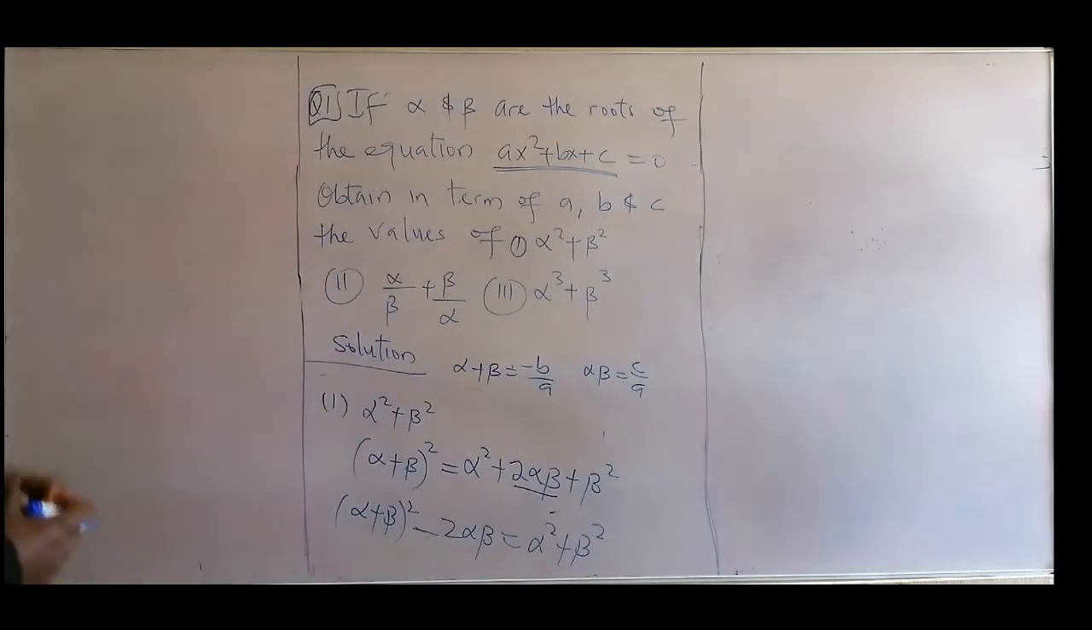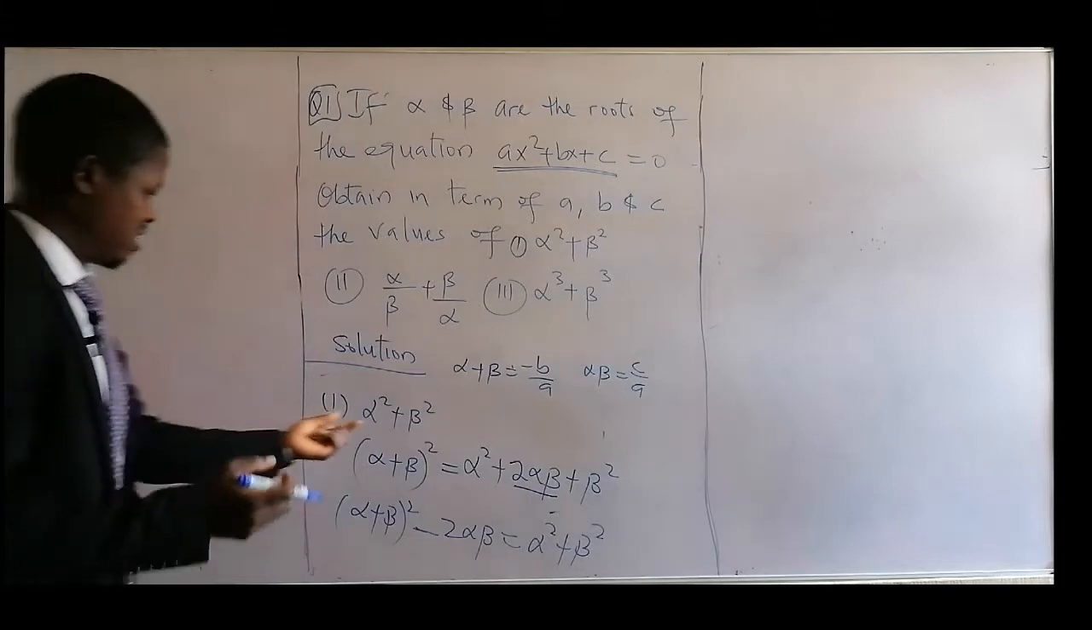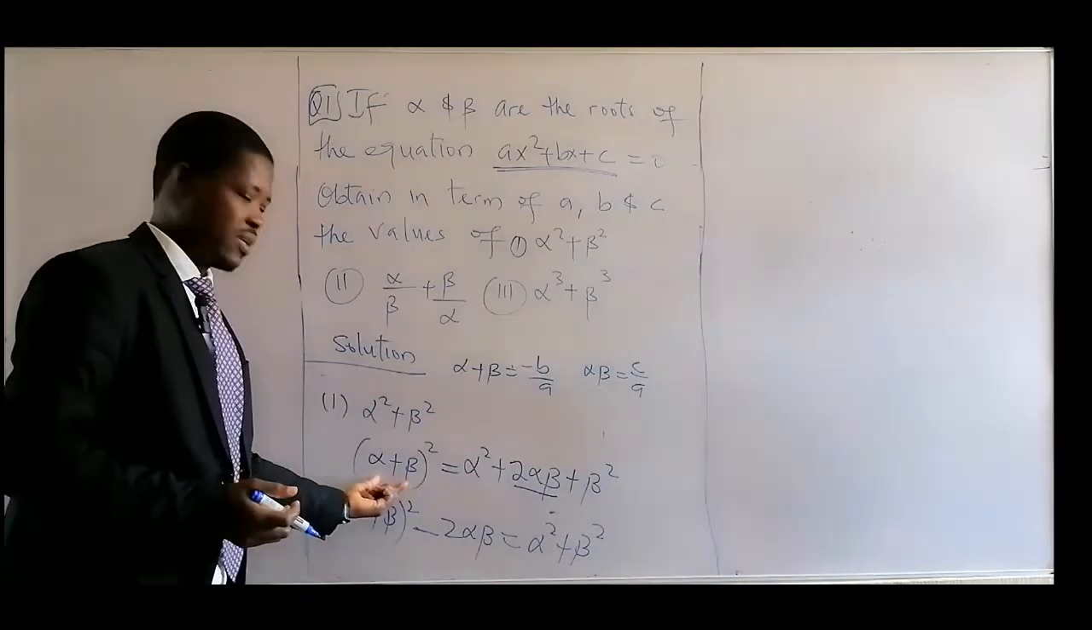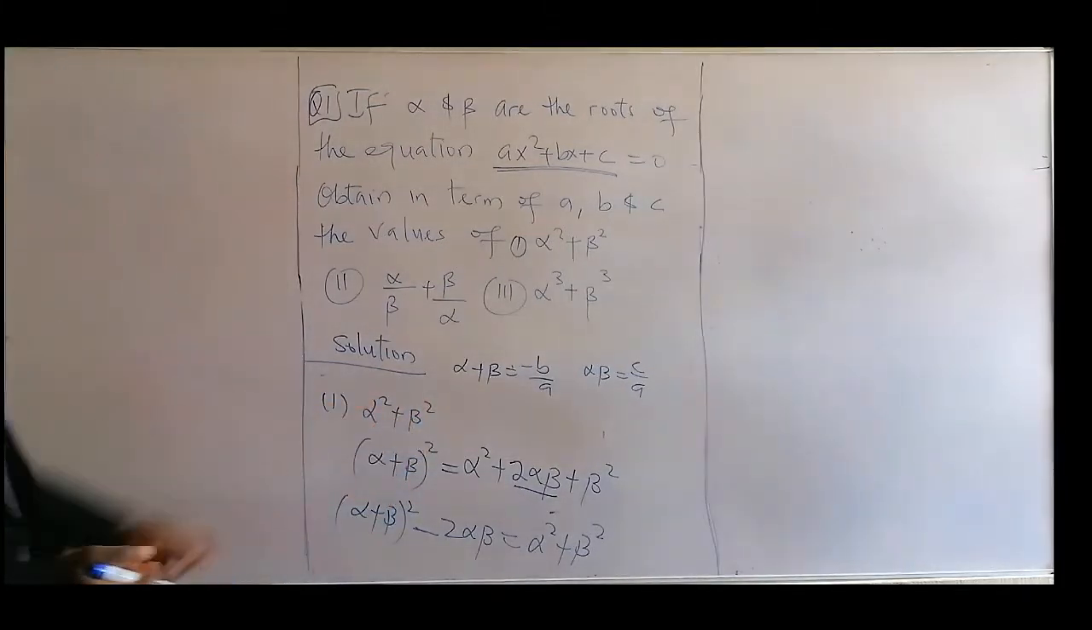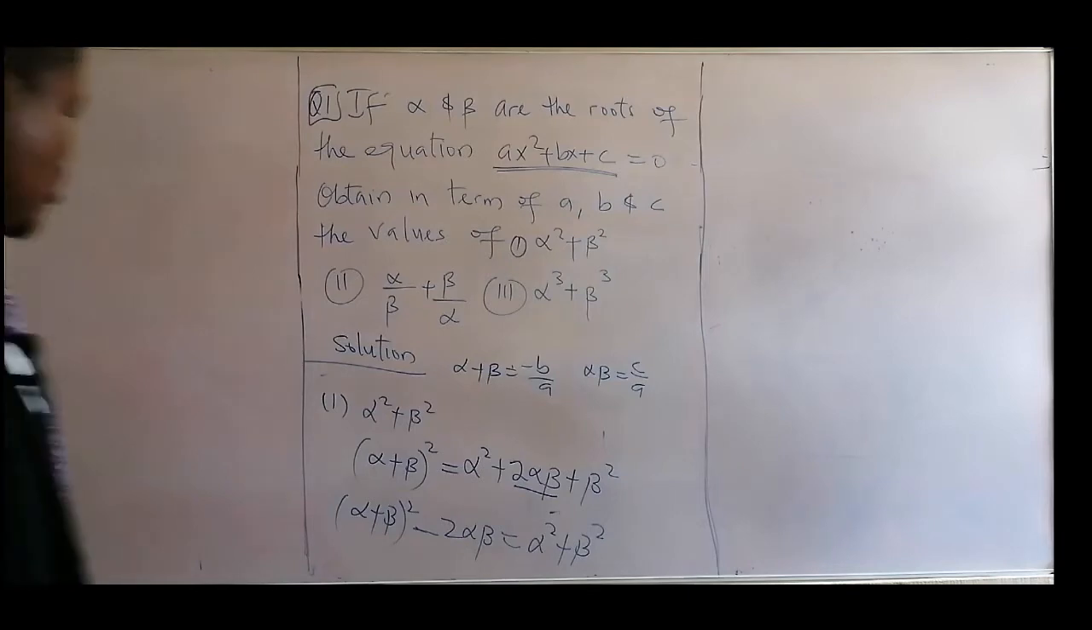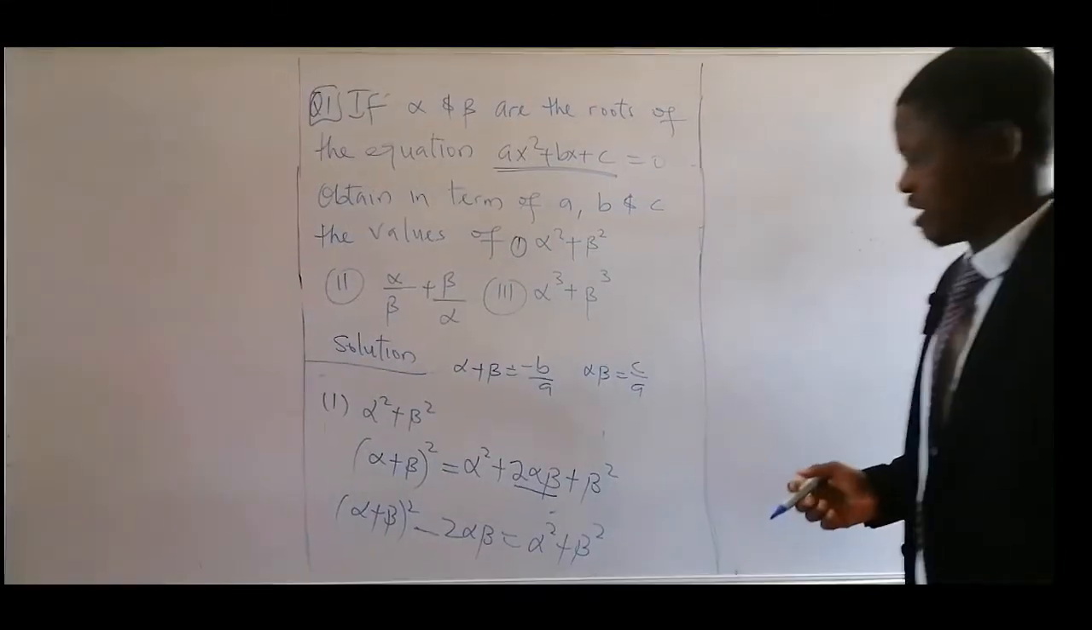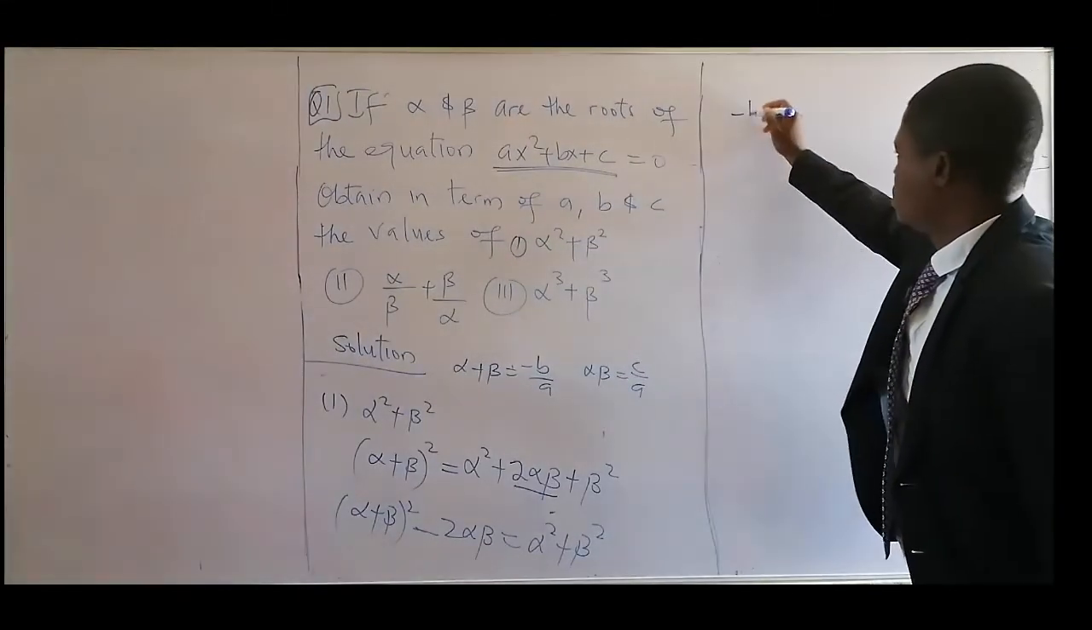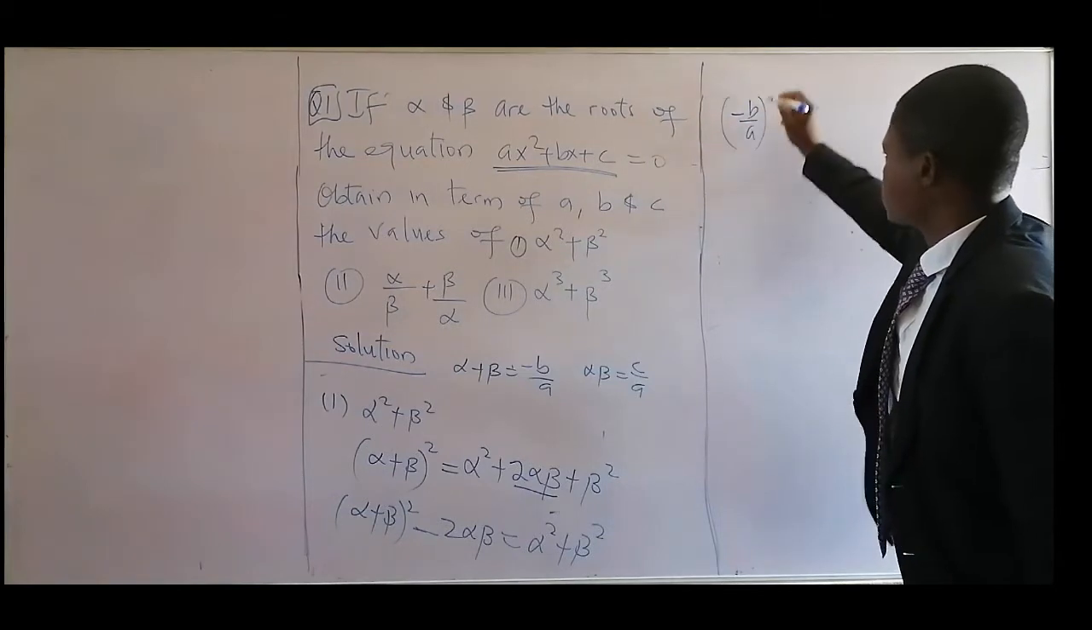So you don't need to memorize. Just once you have something like this, just do it this way. Then you get your alpha square plus beta square. So let's make substitutions. Alpha plus beta square, that's minus b over a, squared.